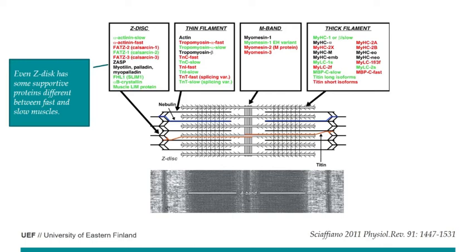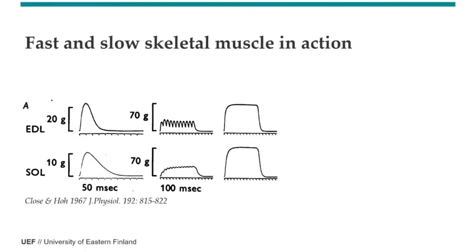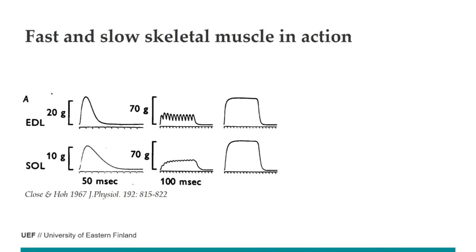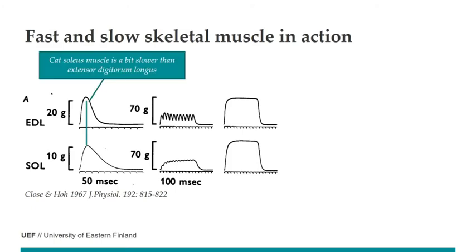But what about the slow and fast muscles in action? How fast is the fast cell? How slow is the slow cell? Well, these kinds of comparisons are difficult to do nowadays because they were done already ages ago. Over here is one example from the 1960s made with a cat.